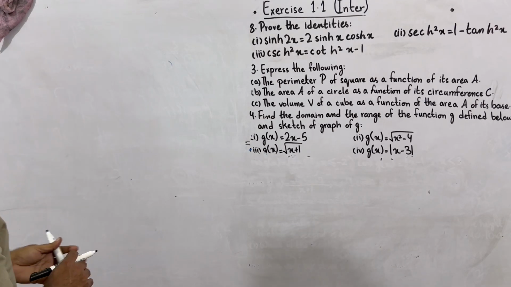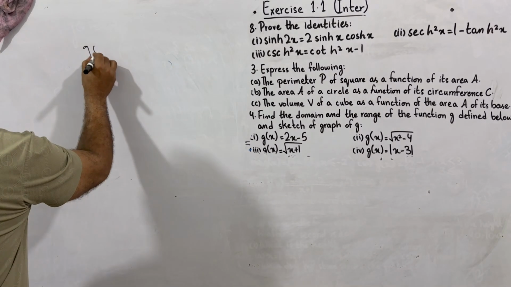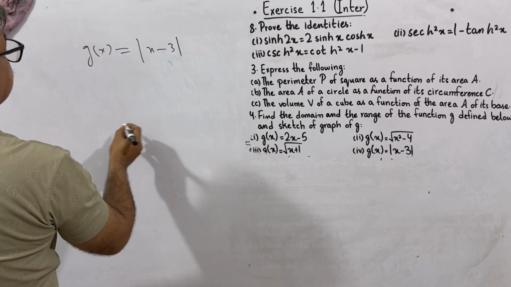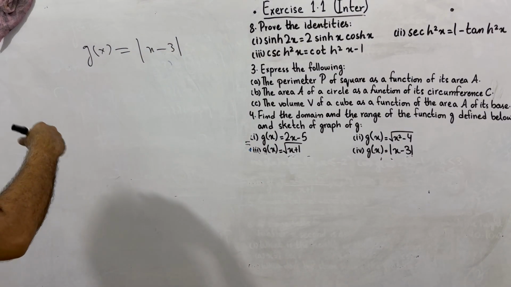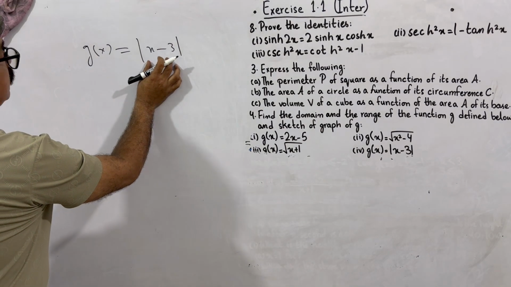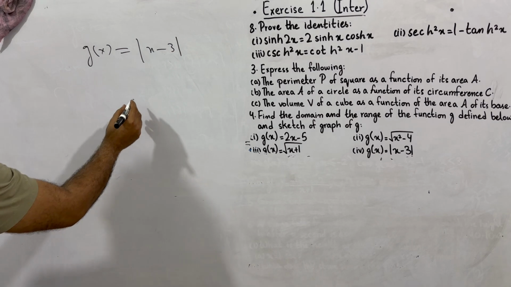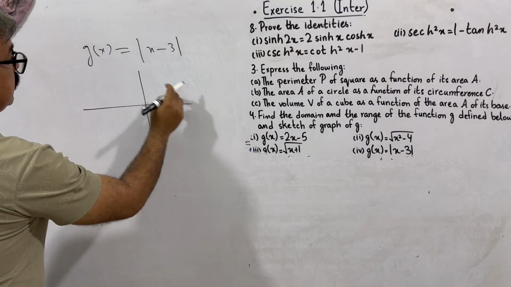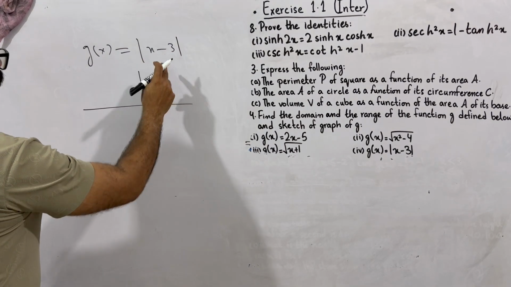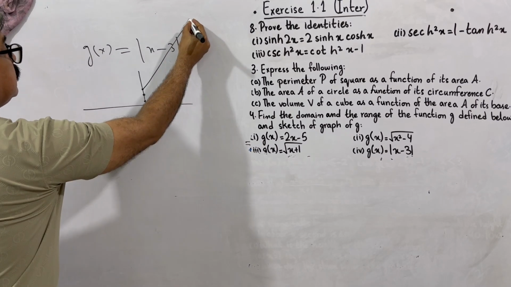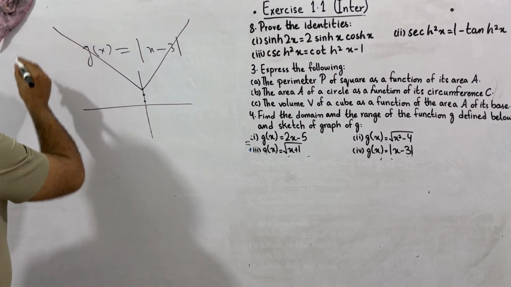Here I have g of x. G of x is going to be mod x minus 3. For absolute value, everybody is familiar. Whatever we put instead of x, the result is going to be something positive. If I put x is equal to 0, then it starts from 3. 1, 2, 3. The V shape is formed from here.